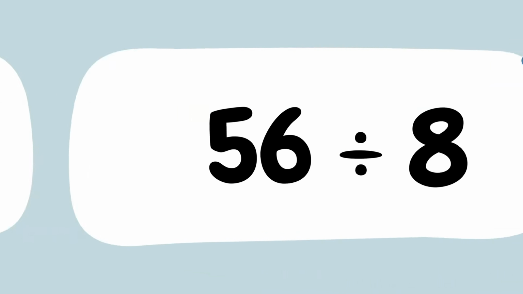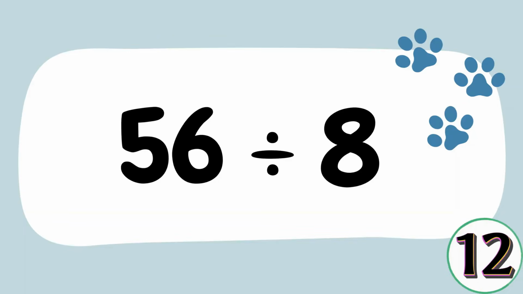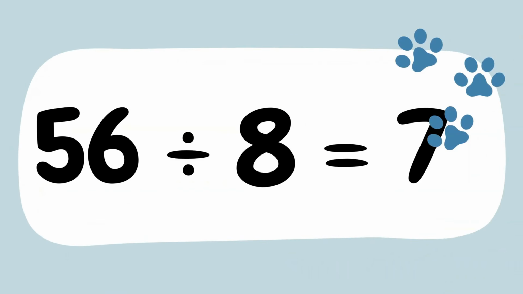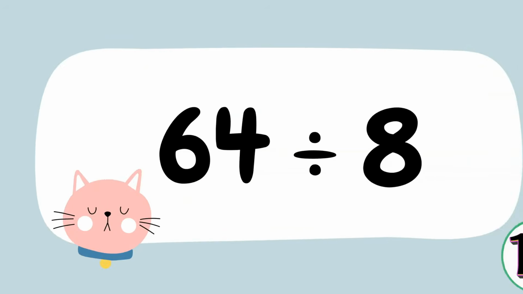That's cool. What is 56 divided by 8? The answer is 7. 56 divided by 8 is 7.